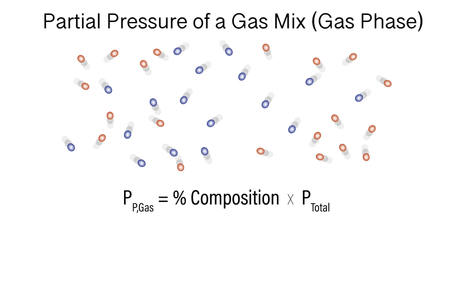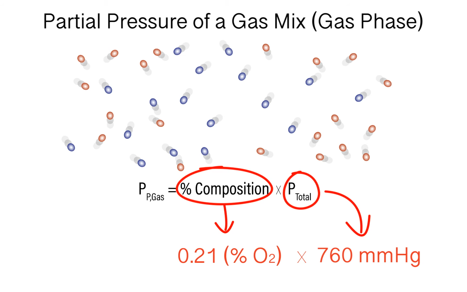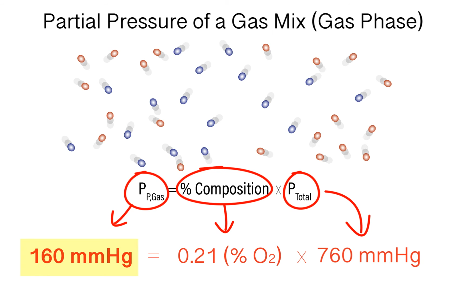As an example, atmospheric air at sea level has a total barometric pressure of approximately 760 millimeters of mercury. Atmospheric air is comprised of a mix of gases, predominantly nitrogen and oxygen, but then other trace gases as well. Approximately 21% of atmospheric air is oxygen. This means that at sea level, and assuming that the air is dry, meaning not humidified, then the partial pressure of oxygen is approximately 160 millimeters of mercury.